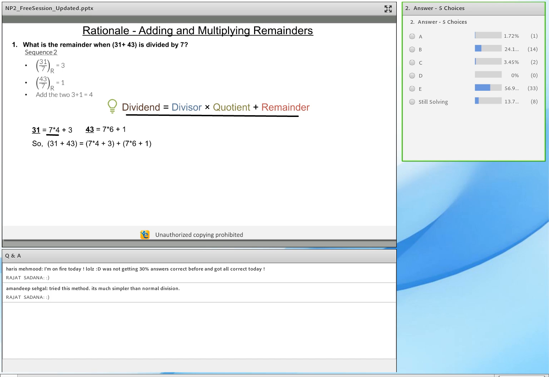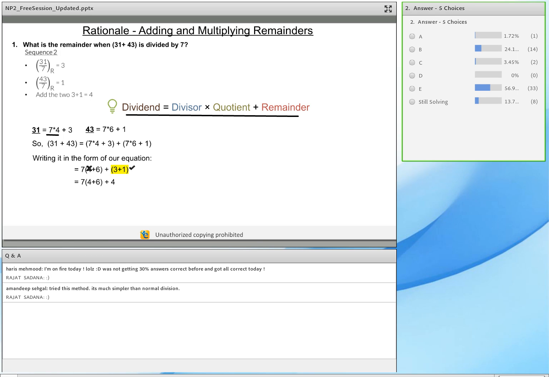So in that case, what you're going to see is that 31 plus 43 is 7 times 4 plus 3 plus 7 times 6 plus 1. As you add this in our formal equation form, you combine all the terms with 7, and you combine all the terms without 7, it becomes 7 times (4 plus 6) plus (3 plus 1). The 7 times (4 plus 6) term clearly does not leave a remainder when divided by 7, so the remainder is just the 3 plus 1 term.